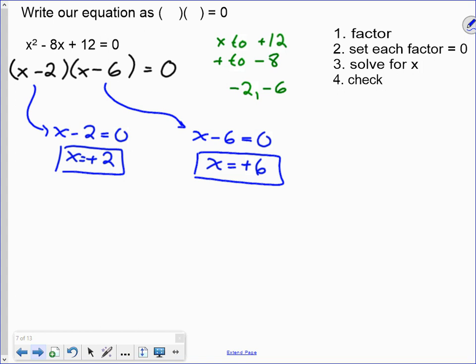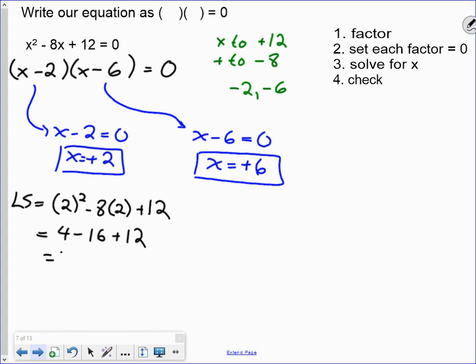And if I want, I can check these by subbing those x values back into the original equation. I can go, my left side is equal to 2 squared minus 8 times 2 plus 12. That gets me 4 minus 16 plus 12, which is 0. My right side is equal to 0. Okay. I can do the same thing for 6.